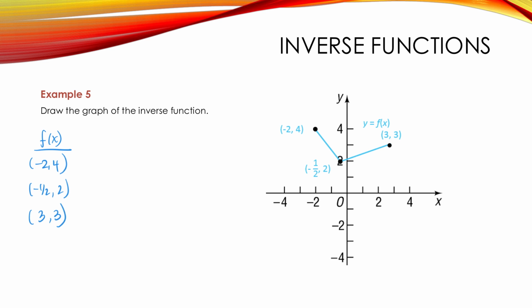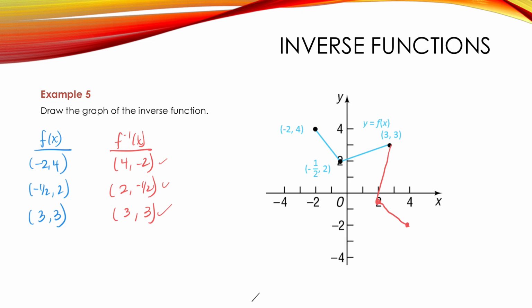And what we want to do then is graph the inverse, so f inverse of x, which means we need to invert the order, which means (-2, 4) becomes (4, -2), (-1/2, 2) becomes (2, -1/2), and (3, 3) remains (3, 3). And what we want to do when we're trying to graph an inverse is follow the points in the same order. So if I had (-2, 4), I have (4, -2). And that one is connected to (2, -1/2). So those guys are connected. And then that is connected to (3, 3). So there is our inverse function.